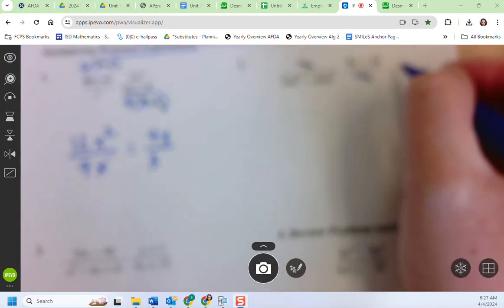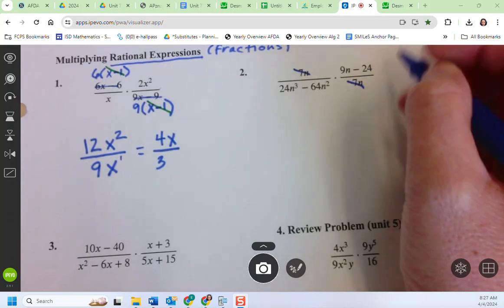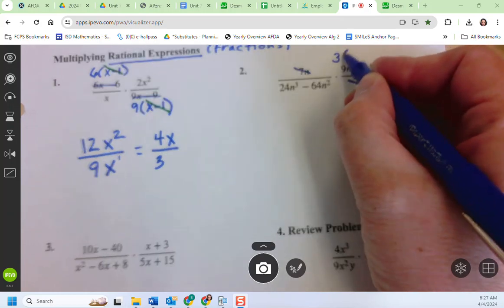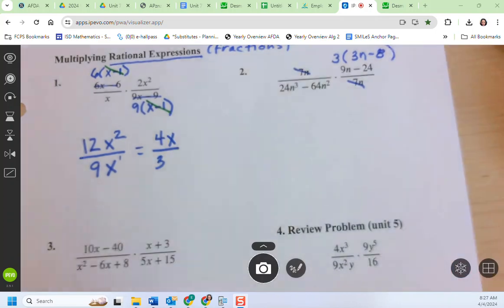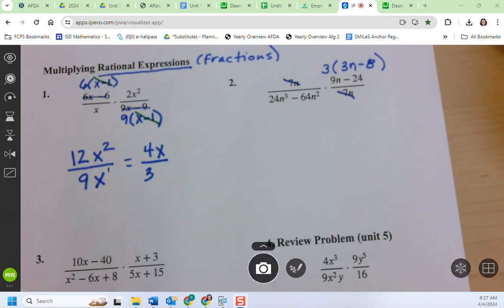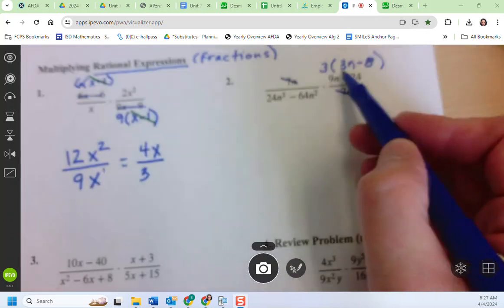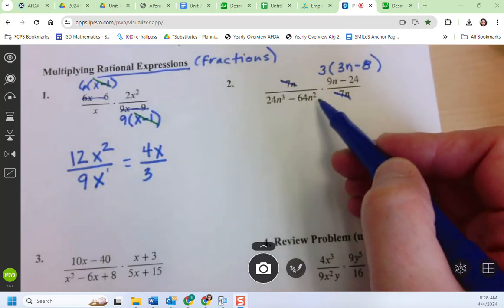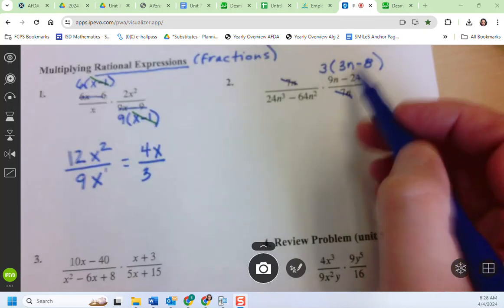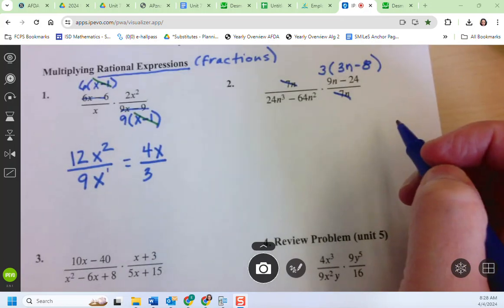So 9n minus 24, what can I divide both of those by? 3, very good. So if I divide them by 3, I get 3n minus 8. Now, here's a hint that can help you with some of the harder problems. This one's not too hard, but sometimes you're going to get a harder problem. Once you've taken out that 3 and you have 3n minus 8, it's a good guess that we're going to get a 3n minus 8 over here also. Okay? So if you do something and it's not giving you 3n minus 8, I would check it again. It doesn't always happen, but that's kind of how these problems are set up.